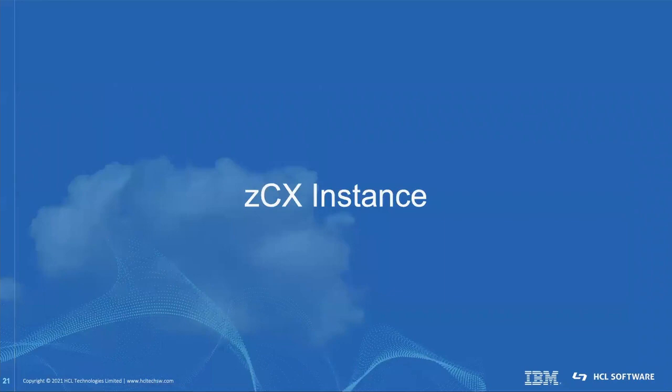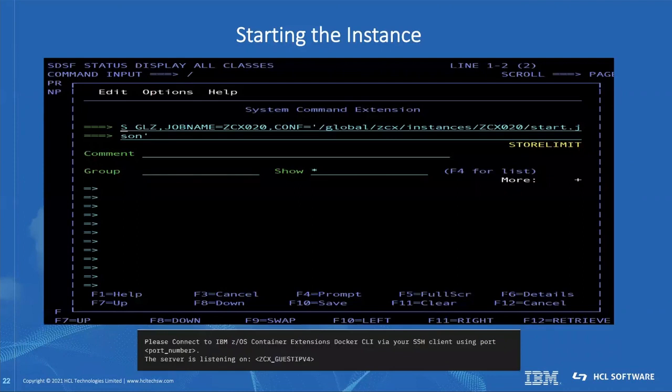So let's see now how this zCX instance can be started. I guess you recognize this panel. This is probably much more commonly used than the z/OS Management Facility. You can paste here the command that you got from the workflow to start the zCX instance, and in this way, you actually start it. The address space that represents the zCX instance will be started.